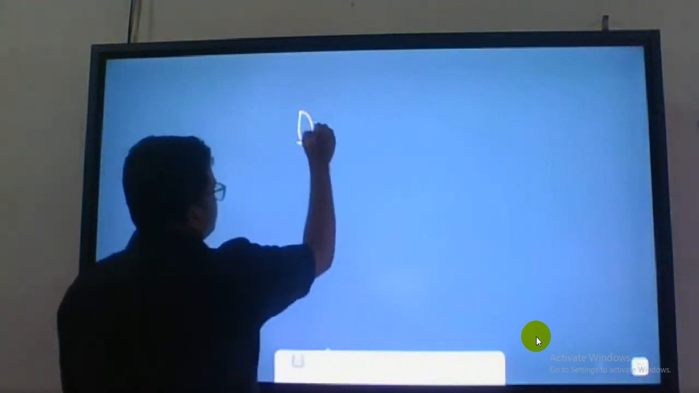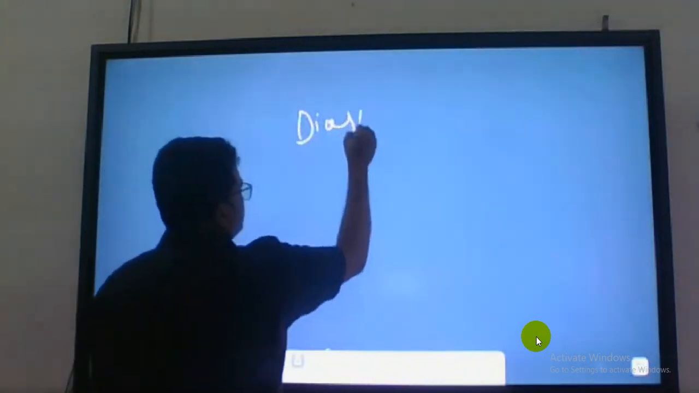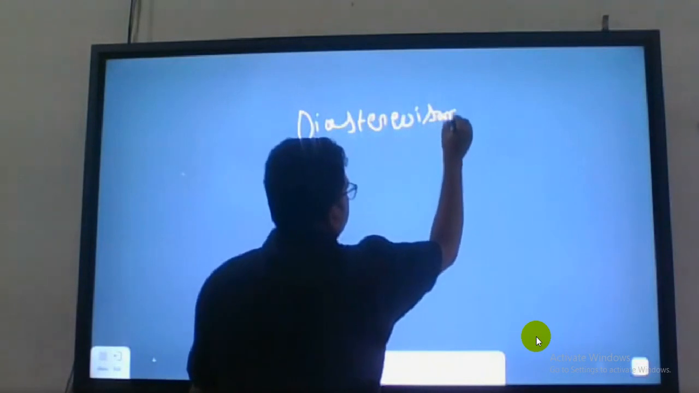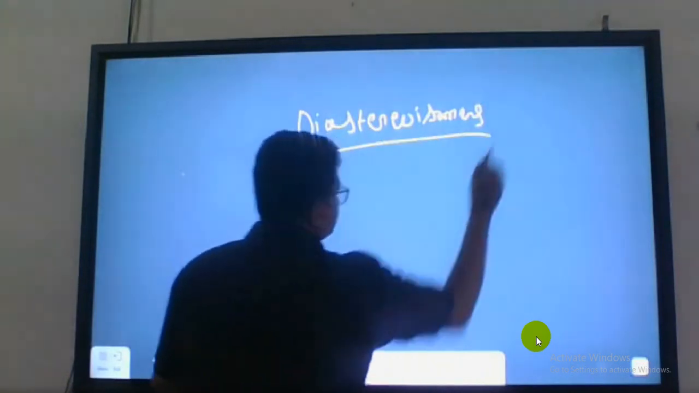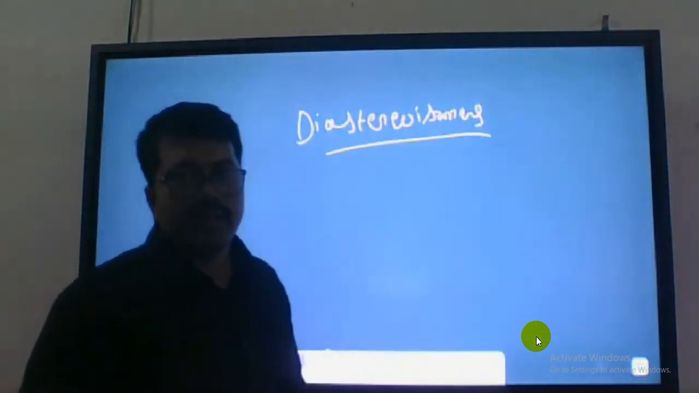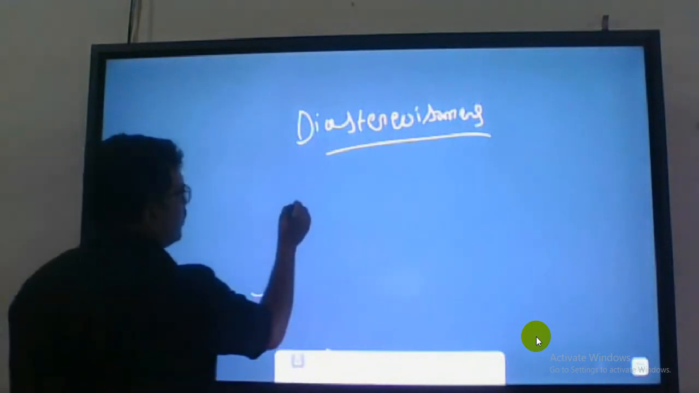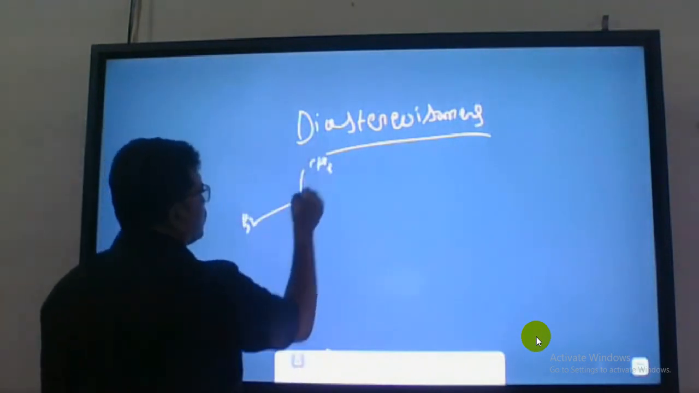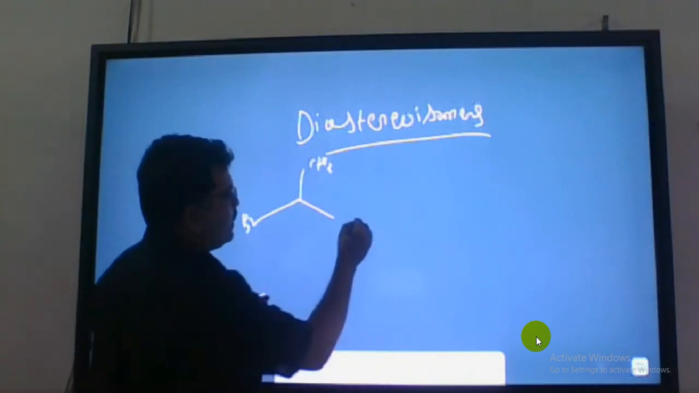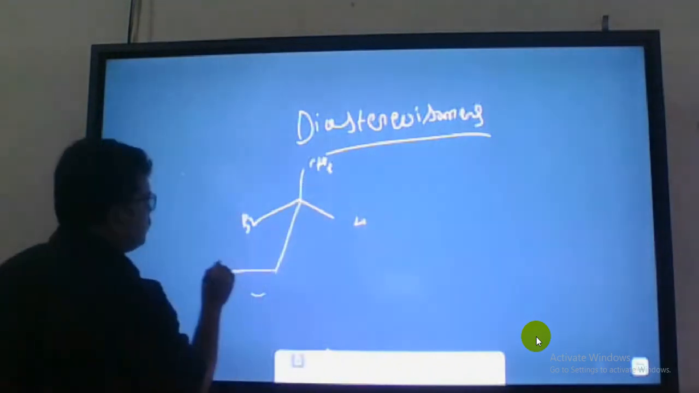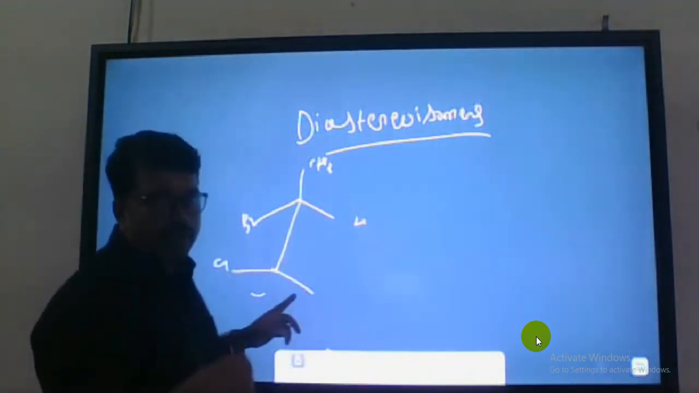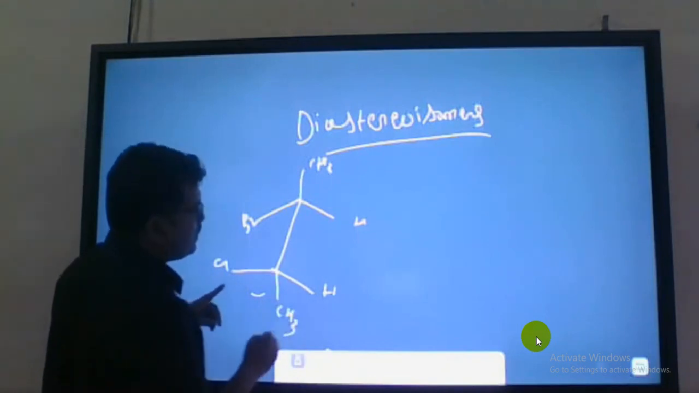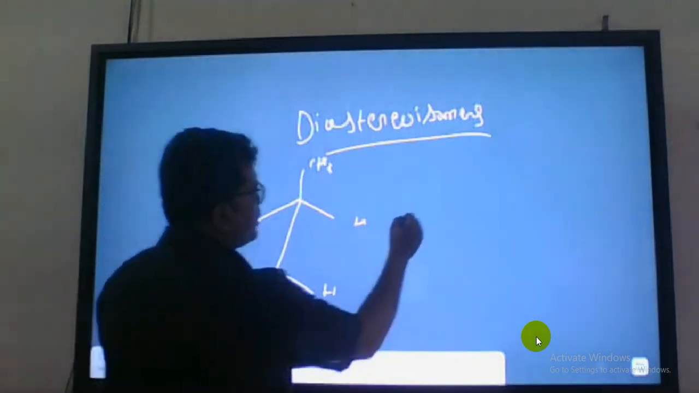So next, diastereoisomers. Diastereomers means they are not mirror images, and not superimposable. They have more than one stereogenic center. Look, how many stereogenic centers does this have? More than one. Look, this is not a mirror image.